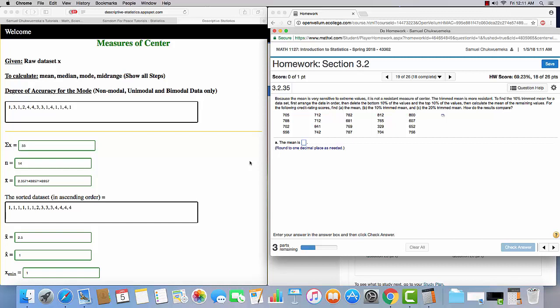Some people might argue that with trim mean, you still remove some values anyway. You're not taking into account all the values, because one of the advantages of the mean is that it is computed by taking into account every data value. You're not segregating anybody or removing anybody. But for the median, all we need is just the middle value after we have arranged the data in ascending or descending order. With the mean, it's not so. The mean takes into account every data value.